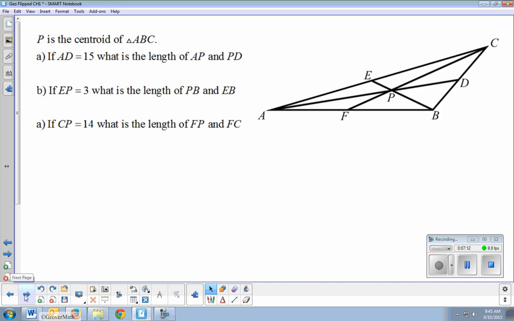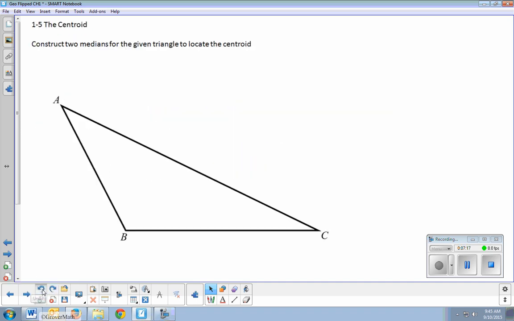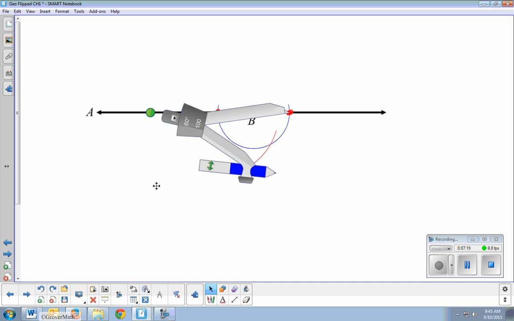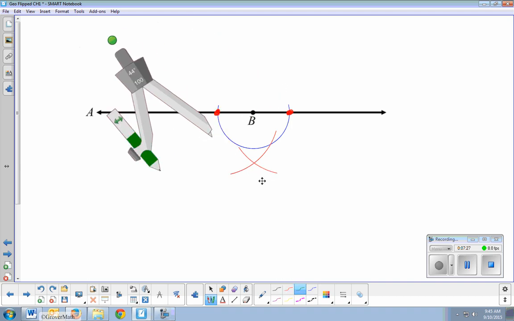Whoops, I just pushed a bunch of wrong buttons. I think I must have somehow deleted that by accident. Let me just fix it back up. And where they cross, that's the point that you connect with point B.